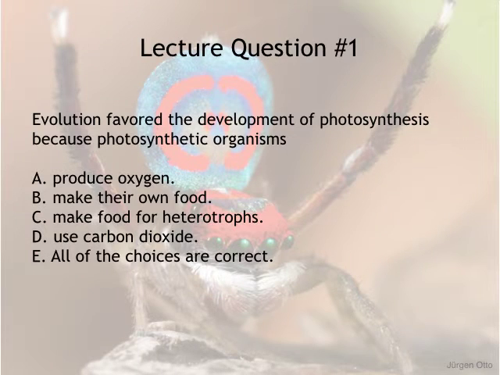All right, quick question. Evolution favored the development of photosynthesis because photosynthetic organisms: A, produce oxygen; B, make their own food; C, make food for heterotrophs, which we already looked at. Heterotrophs are organisms that eat other organisms. D, use carbon dioxide; or E, all the choices are correct. So which of these are the reasons that evolution favored the development of photosynthesis?